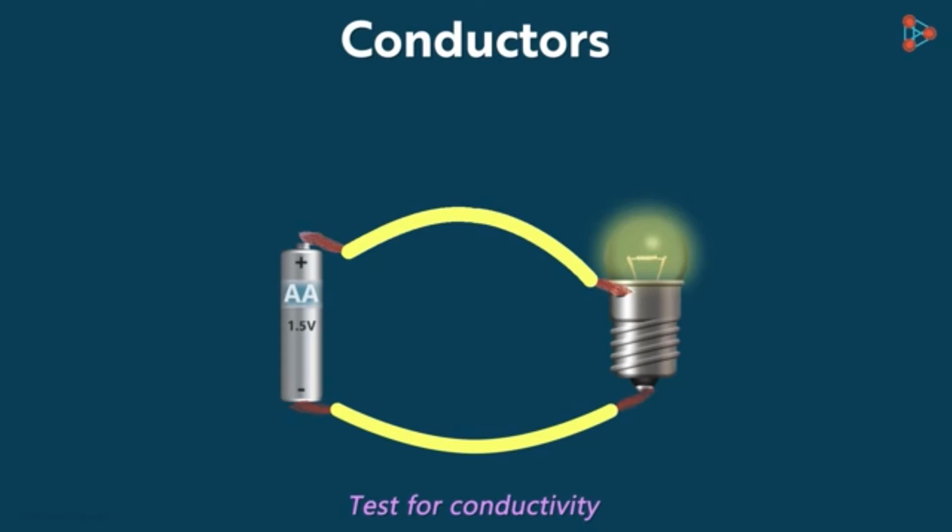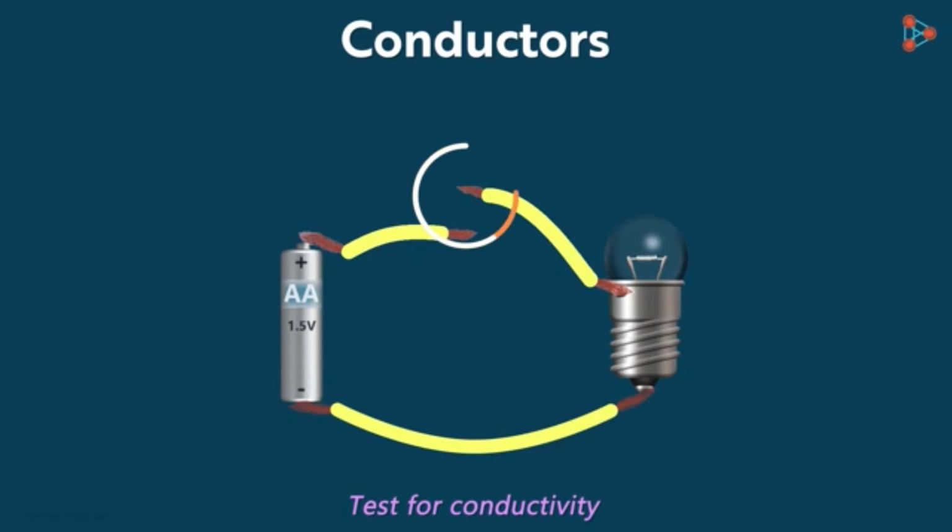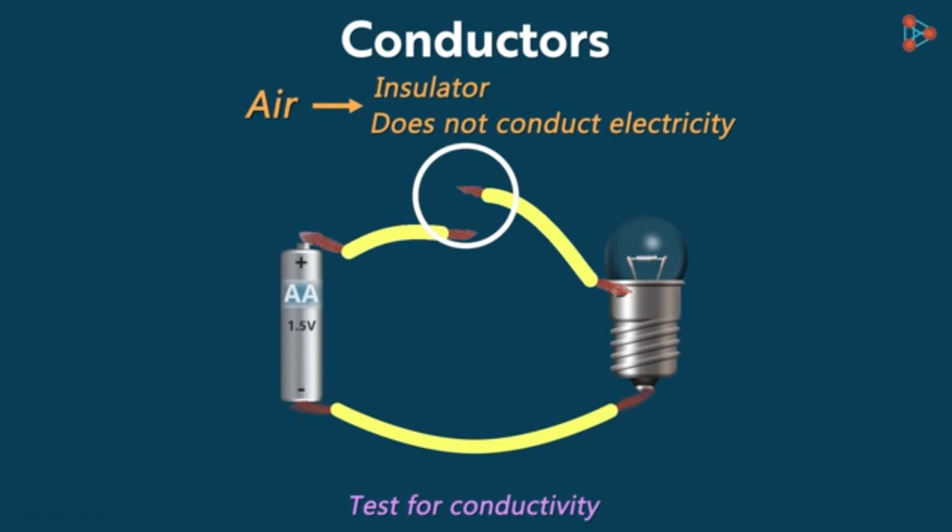Break the circuit up from anywhere by cutting the copper wire. Now at this point, I want you to notice one thing. Look at this region. There is nothing present in this region that can transfer the electrical energy from one side to the other. But there is air in this region. So what can you infer from this? This tells us that air is an insulator. It does not conduct electricity.